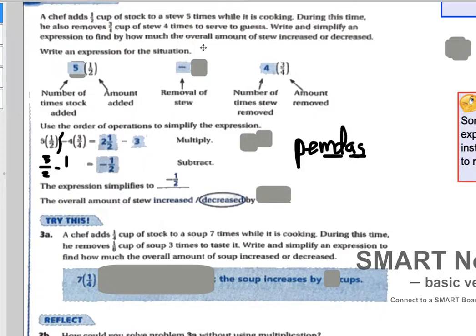So how much did the overall, not how much is left, but how much of the overall stew was increased or decreased? So it's important that we know that there's probably some ingredient still in there, because you couldn't have a -1/2 to end with. You can't have a negative amount of stock as a total, but you can in terms of this question, which is how much did it increase or decrease from the total. And that means if it's -1/2, it actually decreased by 1/2 cup.